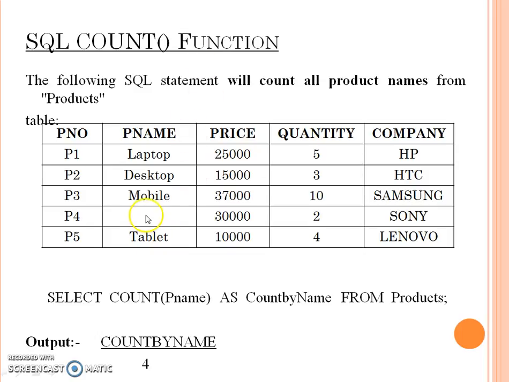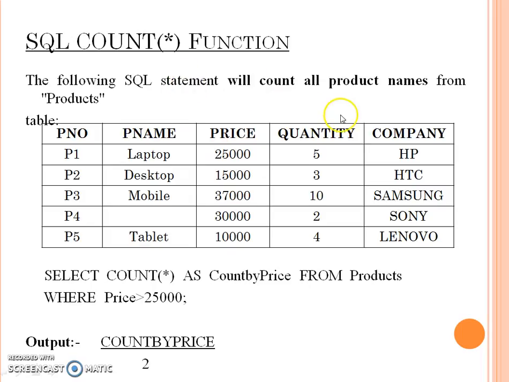Now, since the value in the name which I am going to count by is P name, that is product name, on which I am counting the number of products, there is no entry for the name for the product number P4. So the count value I am going to get, count by name, is 4. If here it would have been a count star, let us see in the next slide.